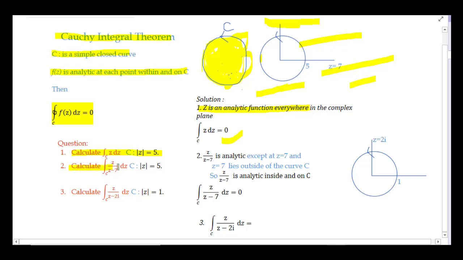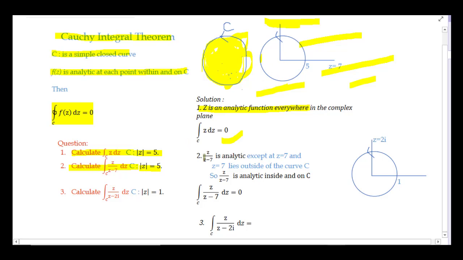Now calculate the second: z divided by z minus 7, and the curve given to us is mod z equal to 5. Mod z equal to 5 means what? Mod z equal to 5 is a circle. If you have not seen this, then watch my first lecture in which we have covered this thing. Mod z can be written as x square plus y square equal to 5 square, which means a circle with radius 5 and center at (0, 0).